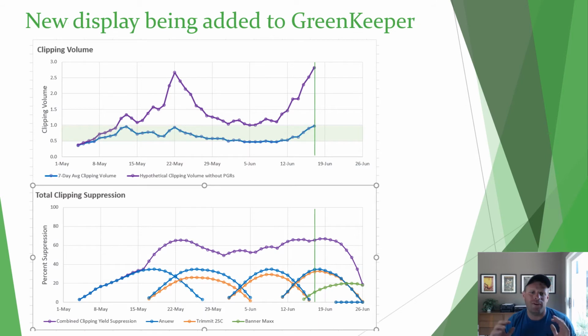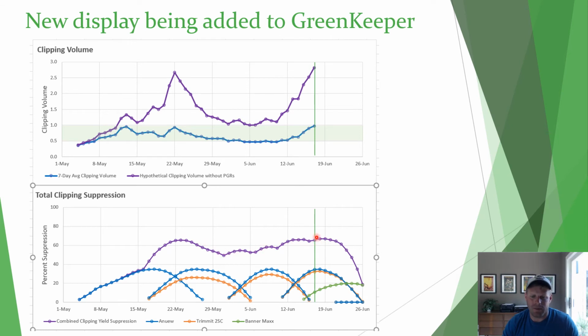So finally, the view that I'm working on building with our development team right now for this summer is this new approach to visualizing what these PGRs are doing in terms of a stacking effect. This is an example again from my Jim Egger golf course, where we can see I applied a new in blue, trim it would be in orange, banner max would be green. I just threw that one in there just to show what a DMI effect would look like too. And so then the purple line is that cumulative effect.